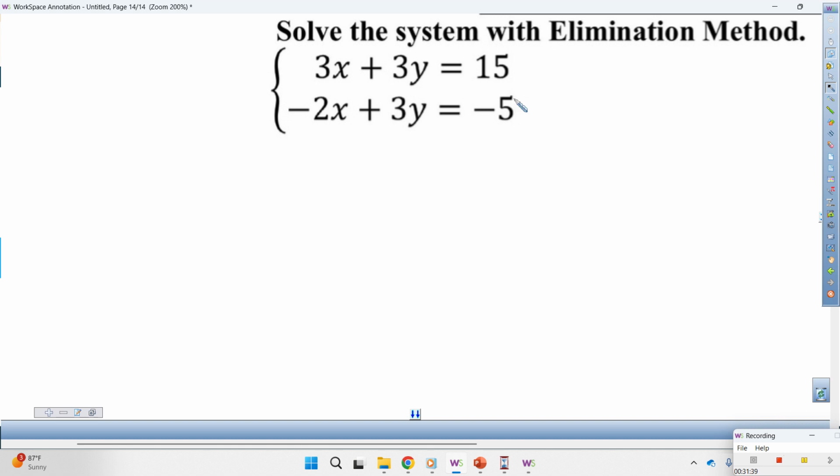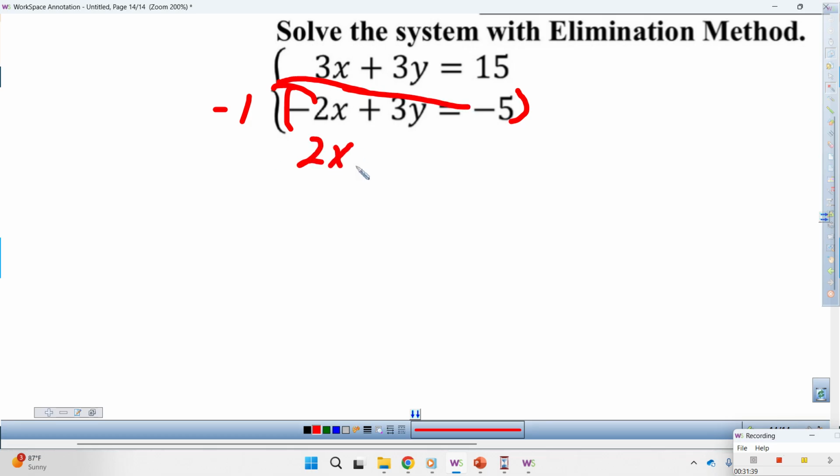What would be the easiest one to eliminate, the x or the y? The y, but one of them has to be what? Negative. Which one do you want it to be negative, the top or the bottom? All right, so to make it negative, we multiply times negative 1. You're like, oh, snap. Oh, snap is right. Distribute, distribute, distribute. That gives us positive 2x, negative 3y, and positive 5. We no longer use this one.